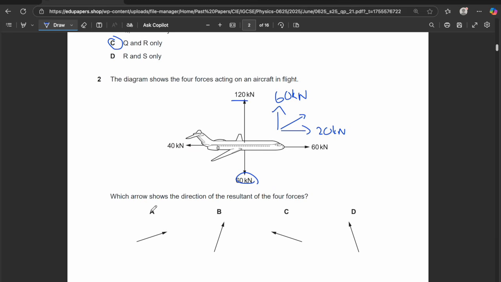either A or B. So to decide which one to consider, you can use the angle, or you can use trigonometry as well. This is 60, this is 20, opposite by adjacent. Tan inverse of 60 divided by 20 is 71 point something, so this angle will be really large, so it will be B.